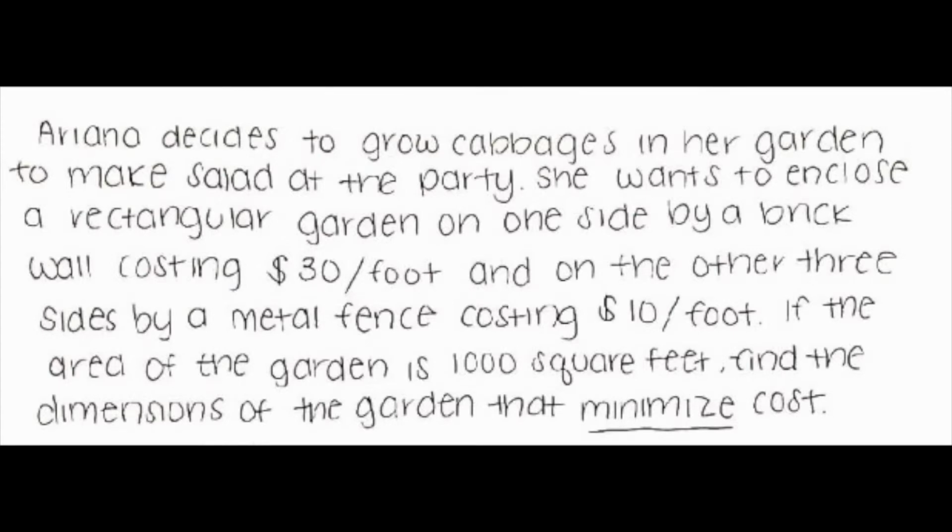Ariana decides to grow cabbages in her garden to make salad at the party. She wants to enclose a rectangular garden on one side by a brick wall costing $30 per foot, and on the other 3 sides by a metal fence costing $10 per foot. If the area of the garden is 1,000 square feet, find the dimensions of the garden that minimize the cost.